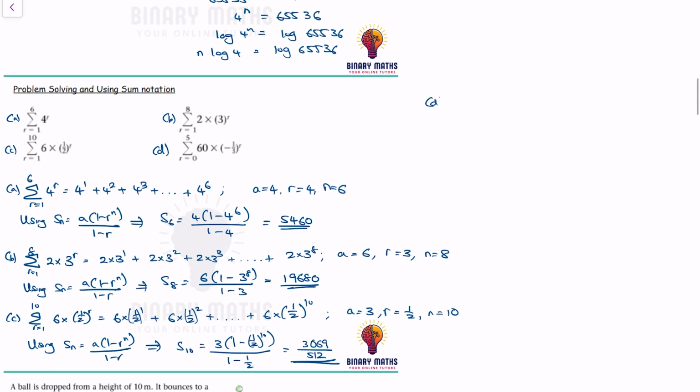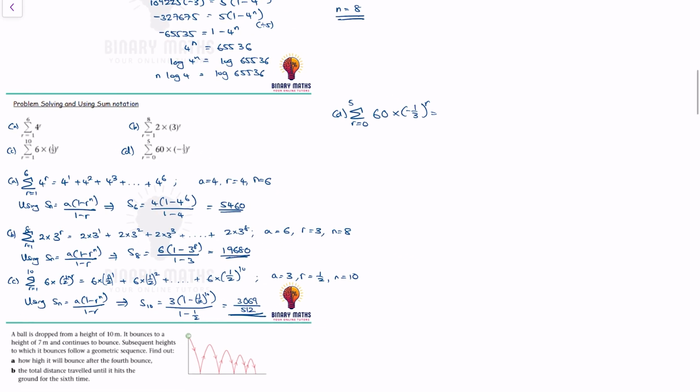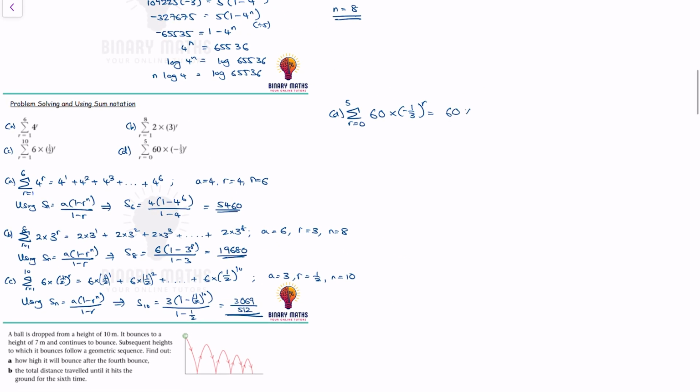For D, we've got the sum from r equals 0 to 5 of 60 times minus a third to the power of r. Which means the first term will be 60 times minus a third to the power of 0, plus 60 times minus a third to the power of 1, plus all the way up to 60 times minus a third to the power of 5.